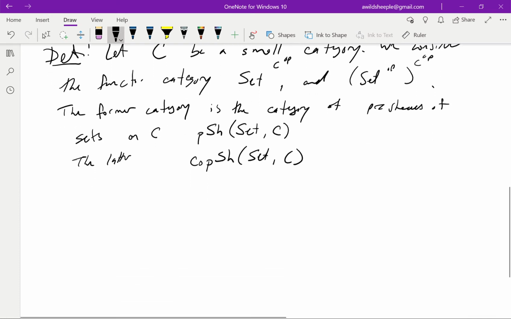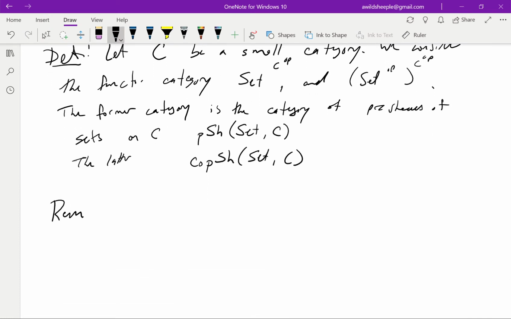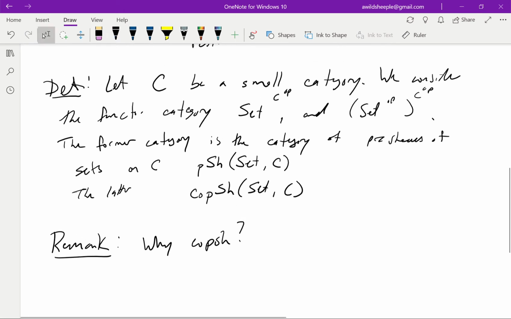Another remark, and maybe a more important one rather than a technical one, is a question: why co-presheaves? If I look back at the definition, there's this weird thing where I have this op and this other op, and that's really strange. Unraveling the definition, having a brief think, you come to the conclusion that a co-presheaf on a category C is just an ordinary covariant functor to the category, in this case, of sets.